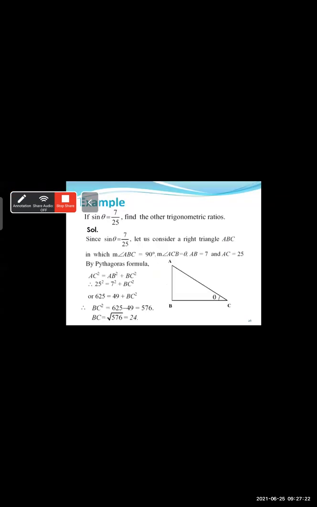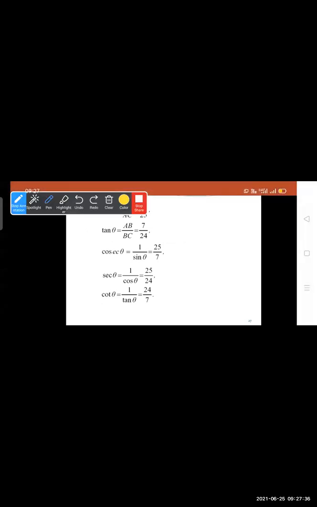See. So here we have sin theta is equal to 7 by 25. Then we find cos theta. So cos theta is equal to BC upon AC. BC we found, that is 24, and AC is 25. Okay. So we get BC upon AC, that is equal to 24 by 25. Okay. Now we find tan. Tan means P upon B, that is equal to 7 by 24.